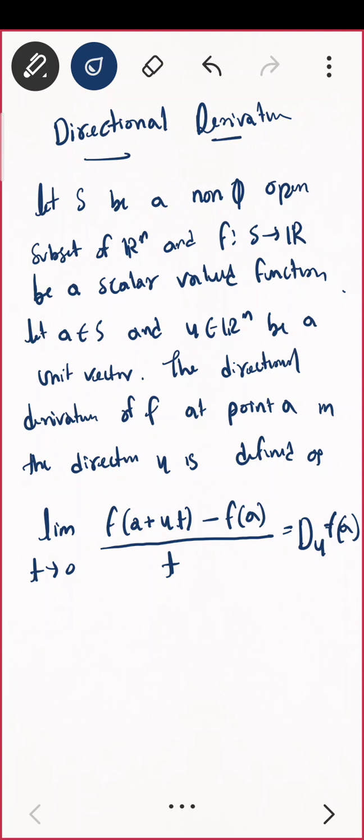Okay, is the definition clear? That is, S be a non-empty open subset of Rn and f from S to R be a scalar valued function. Directional derivative, I have defined just now for scalars. We'll later on see what happens for vector valued. Let E belong to S and U belong to Rn be a unit vector, then the directional derivative of f at a point E in the direction U is defined as limit t tending to 0 of f of e plus ut. See, there it was e plus h, here it is e plus ut, and u is a unit vector for me.